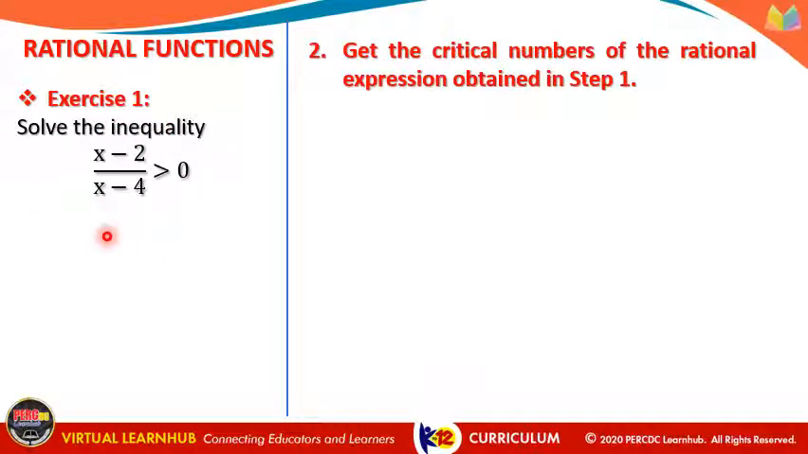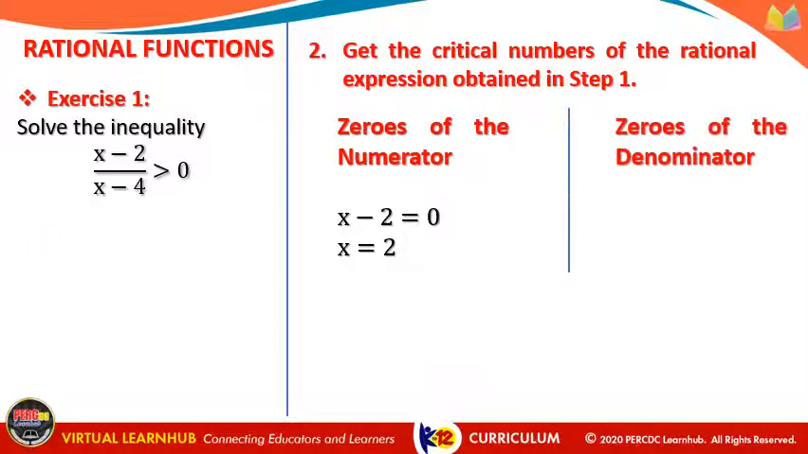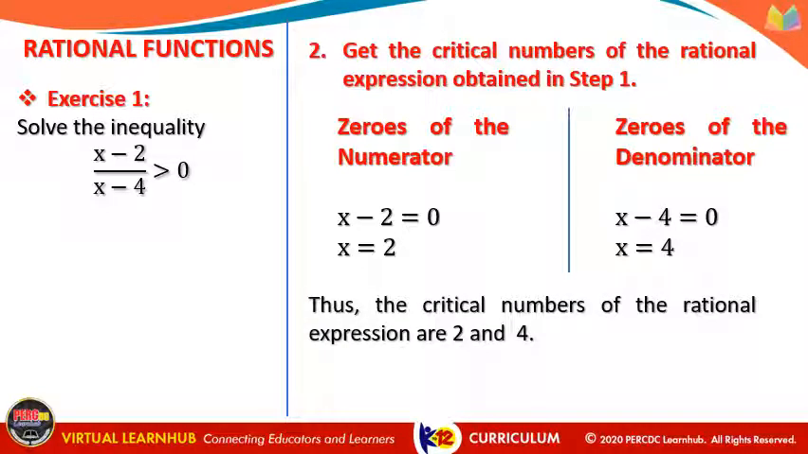Anyways, ano ulit ang critical numbers? Yun nga, sila ay mga zeros ng numerator and the denominator. Unahin natin yung zeros ng numerator. I-equate natin yung x minus 2 sa 0. And then, solving for x, we will get positive 2. Do the same for the denominator. I-equate natin yung x minus 4 sa 0. Solving for x, we will get positive 4. Therefore, based on what we solved, the critical numbers are positive 2 and positive 4.